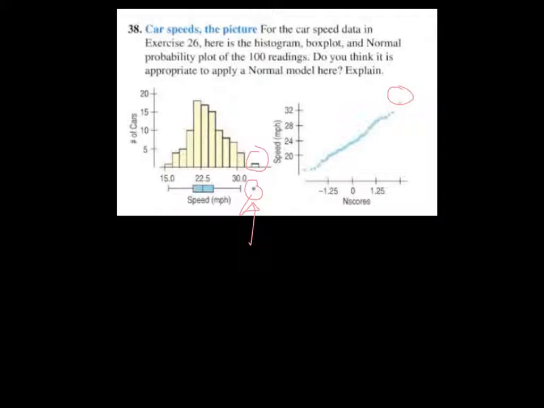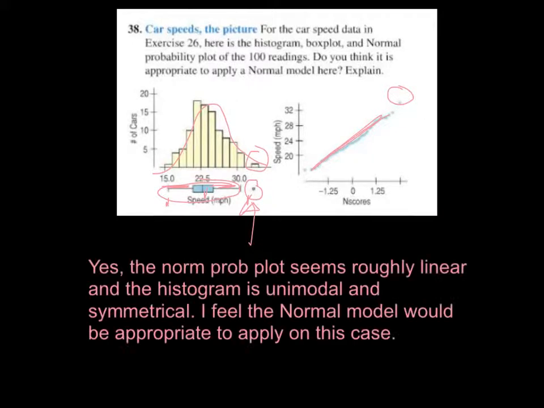But for the most part, I would say this is roughly linear, and that this is unimodal and symmetrical. And when I'm looking at the box plot, the tails are about the same length, and the ends are about the same distance to our median, so I would say, yeah, that's roughly symmetrical. All points sort of leading to, yes, this is appropriate. Let's see how we should express it in written form.